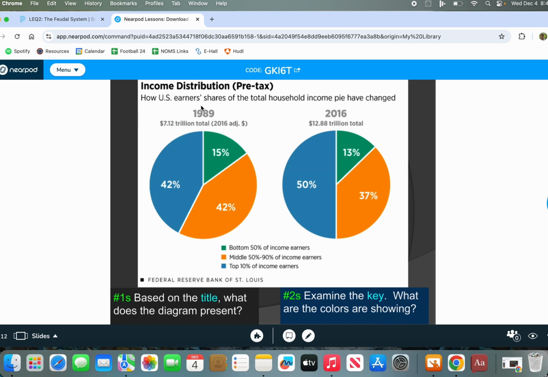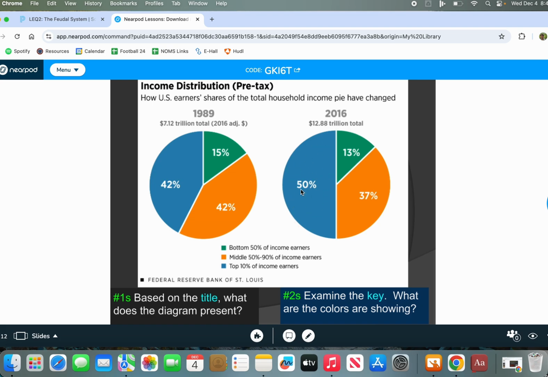Okay, so currently in 1989, $7.12 trillion are being brought in yearly. Now, you're like, okay, that's not awful. Now we're going to look over to here. So this has jumped over $5 trillion. Okay, so $12.88 trillion is the total income in 2016.